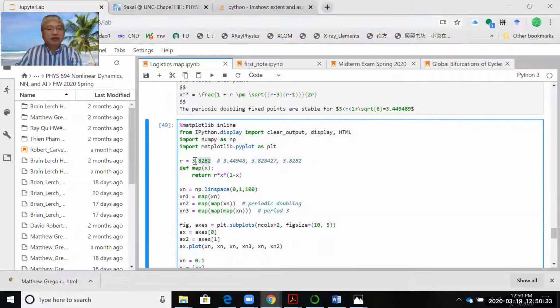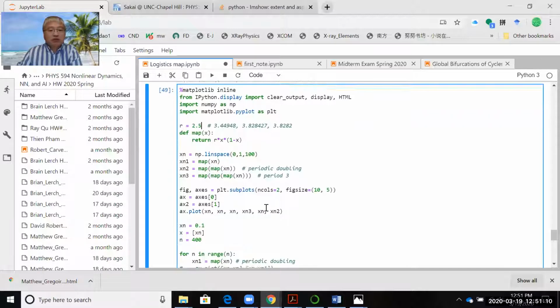Let's say 3. Let me say 2.5. And the map itself is still a logistic map. Let's just simply try to plot the curve. So xn1 is the original map. xn2, you notice I map it twice, right? So this is f squared. Then xn3 is f cubed, which I will come to later, which had to do with period 3.